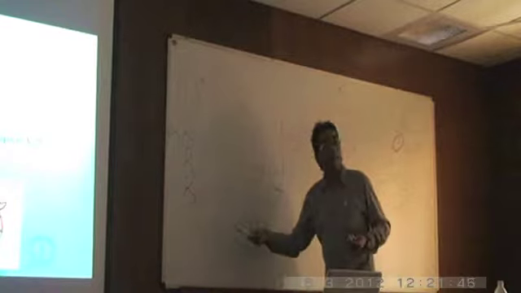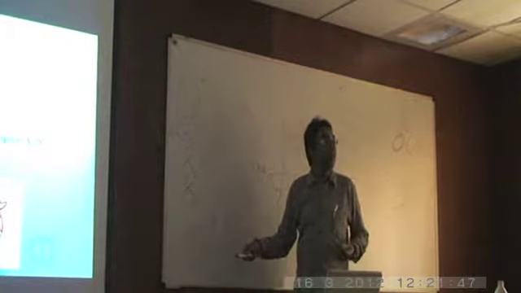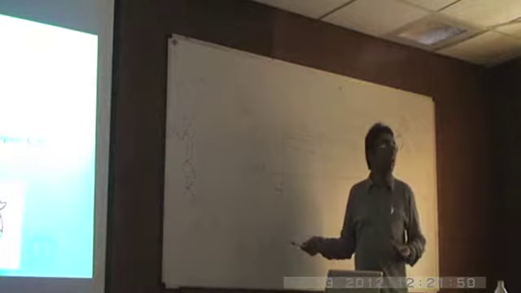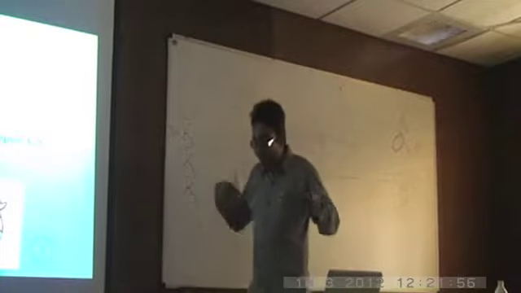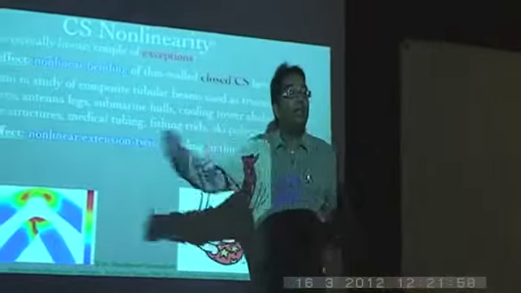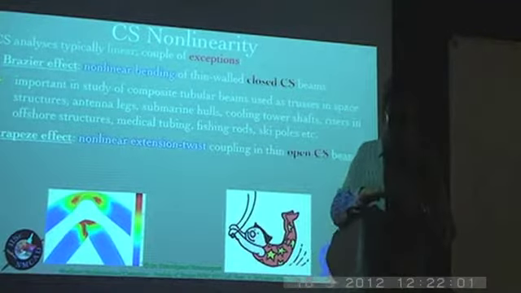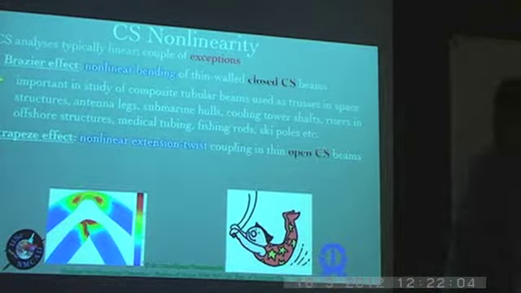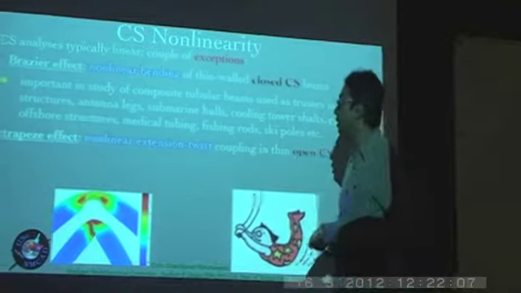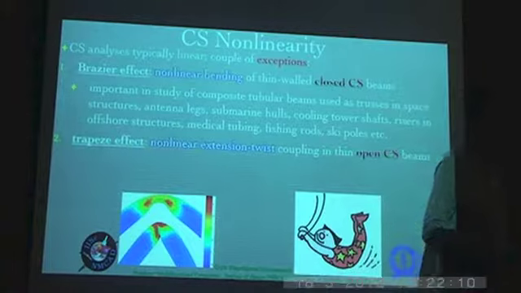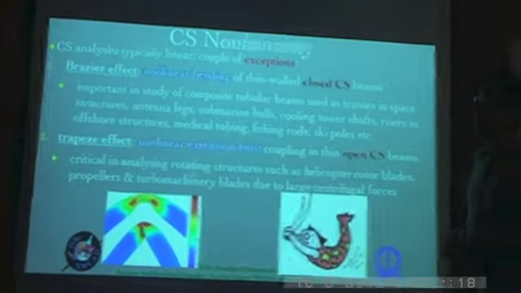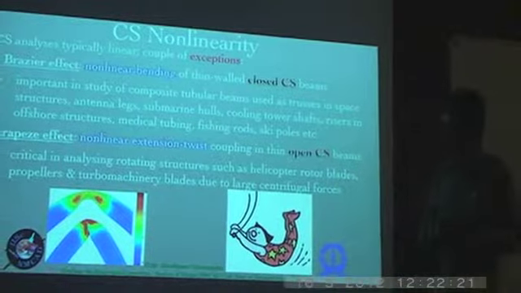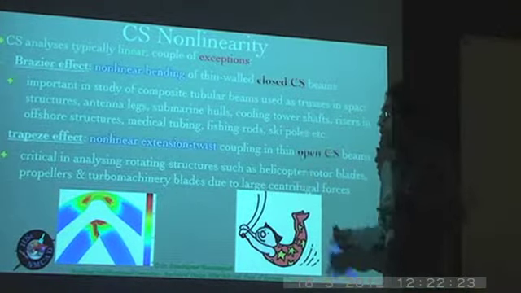But the end effect is that whatever your stress resultants are going to be, they are not linear functions of your 1D variables, but non-linear functions of your 1D variables. And that enters as an input into your 1D analysis of the reference curve, and that's where you will see the large differences, whether you consider these nonlinearities or you don't, in terms of their agreement with 3D analysis, or for that matter what is observed in reality. So this is critical in analyzing rotating structures. I gave you the example of helicopter rotor blades, once again propellers, turbo machinery blades.